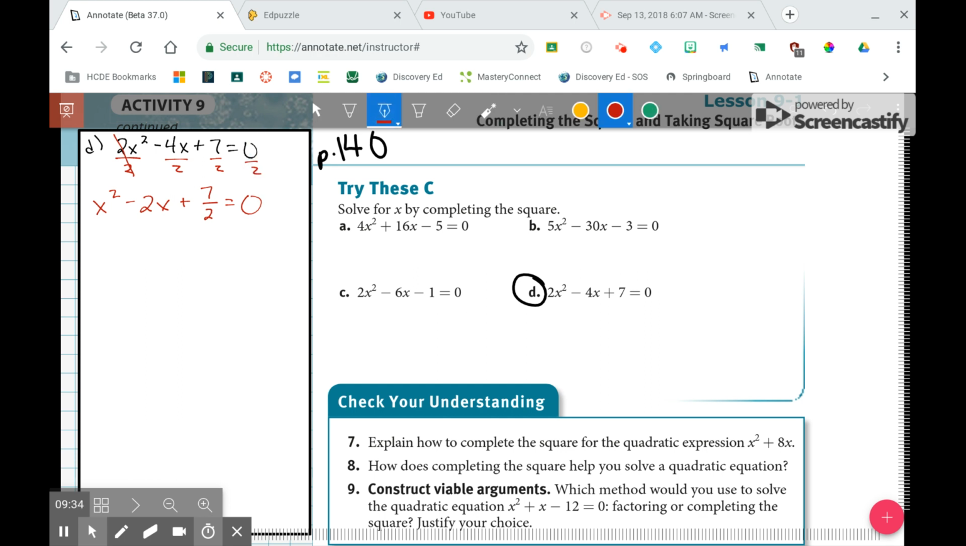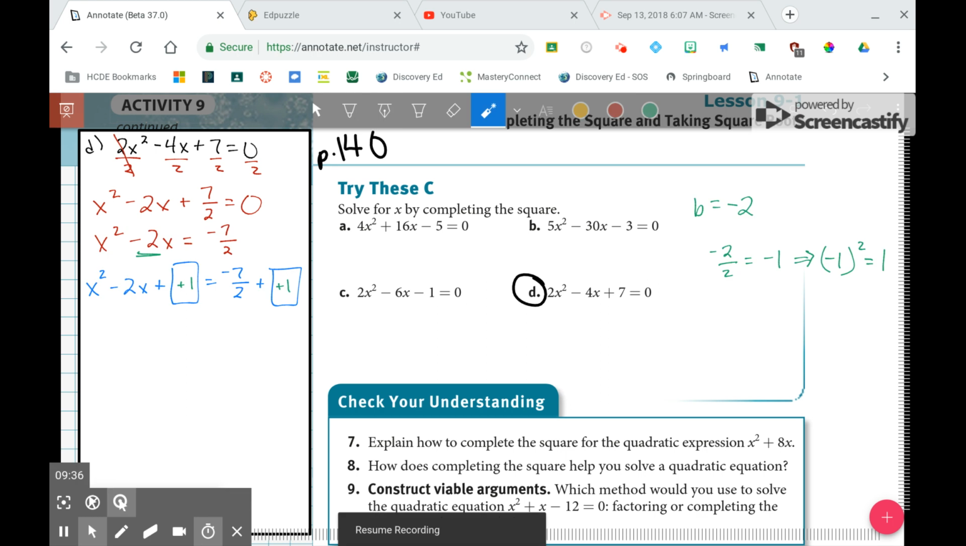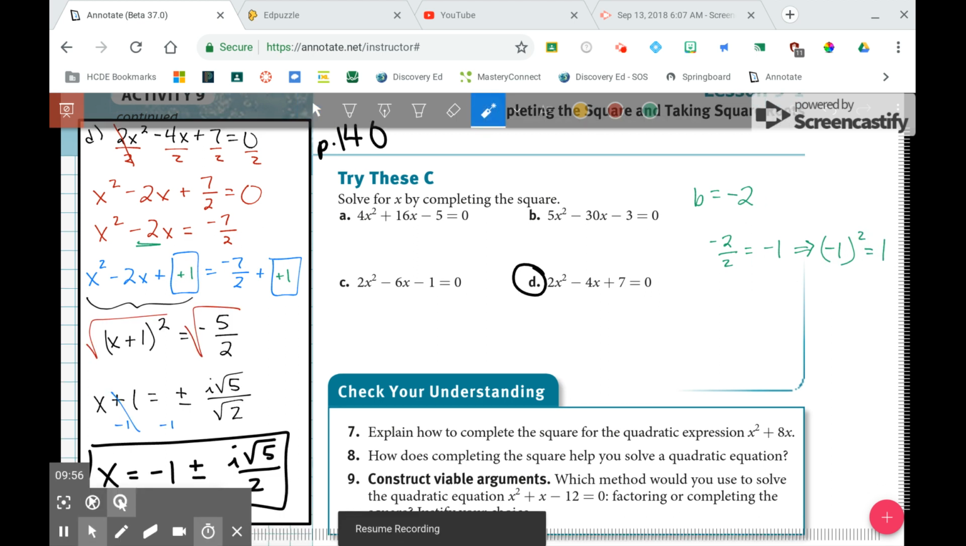So now we can move the constant over. Notice we will subtract negative 7 over 2 on the other side. Now we do completing the square. This negative 2, we divide it by 2, then we square it. Negative 2 divided by 2 is negative 1. Negative 1 squared is 1. So I add 1 on both sides. Then we have a perfect square trinomial that we then solve in our final step.